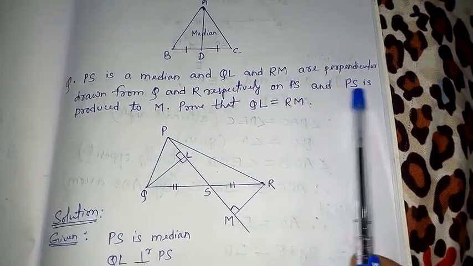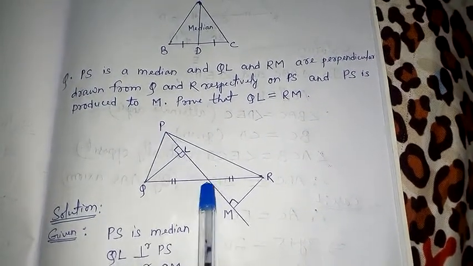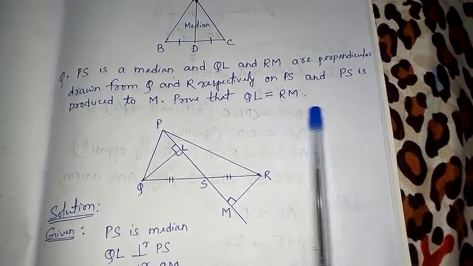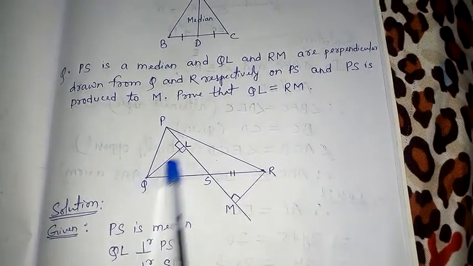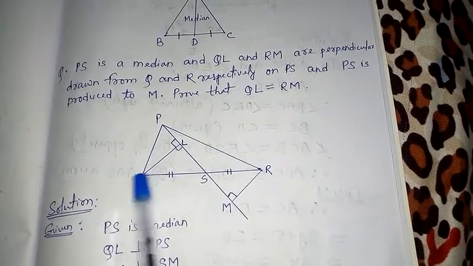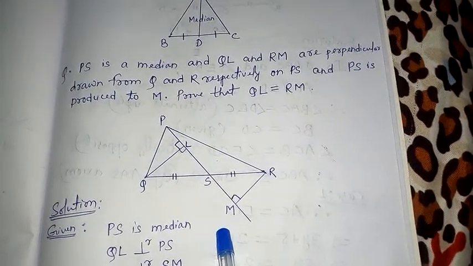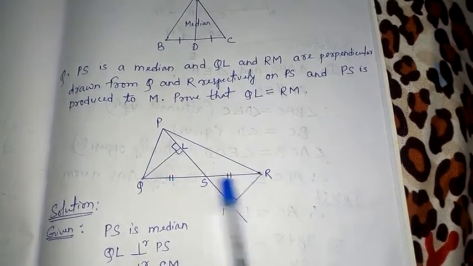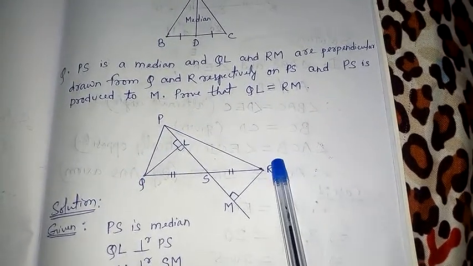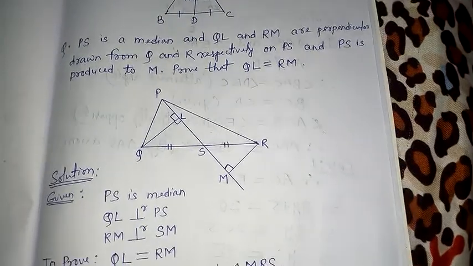Now next one, PS is produced to M. As you can see, PS is produced to M. Prove that QL equal to RM. Here this QL and RM, you know QL and RM is a perpendicular, but we do not know it is equal or not. So we have to prove that QL is equal to RM. These two perpendiculars are equal.